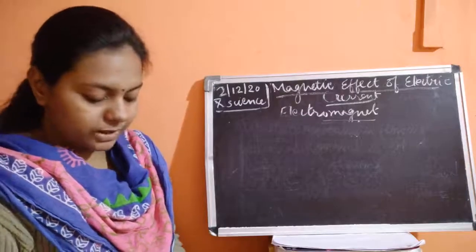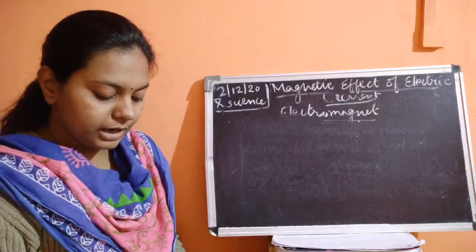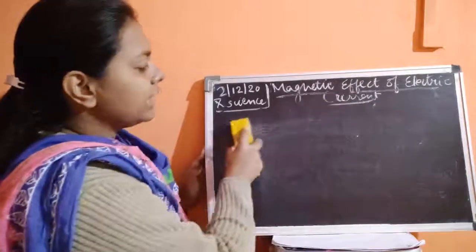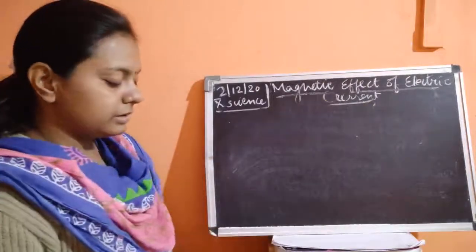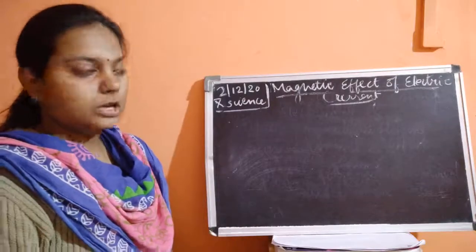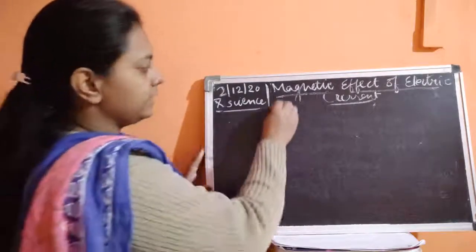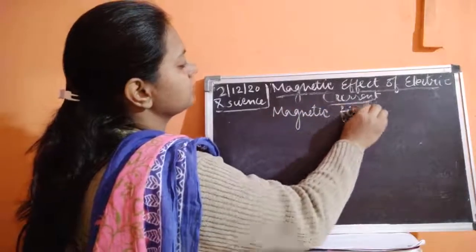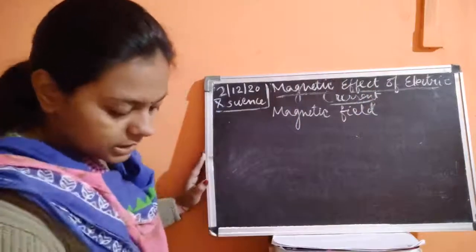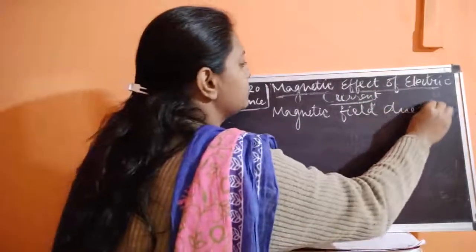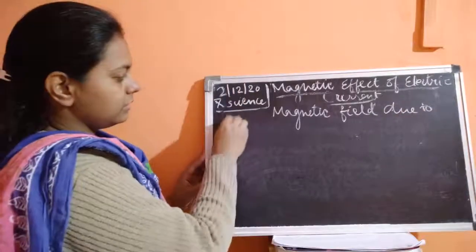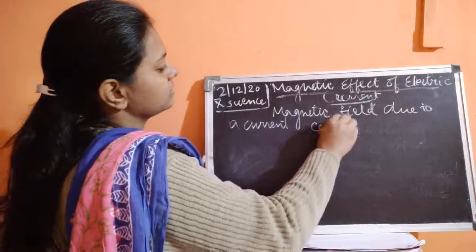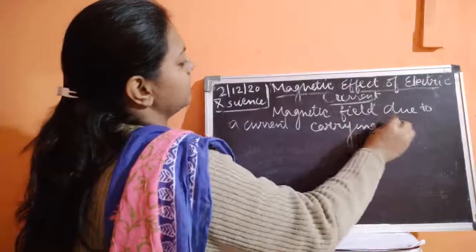The next topic which we are going to discuss is the magnetic field due to a current carrying conductor, a straight current carrying conductor. Is magnetism generated from a straight current carrying conductor or not? So the next topic is the magnetic field due to a current carrying conductor.